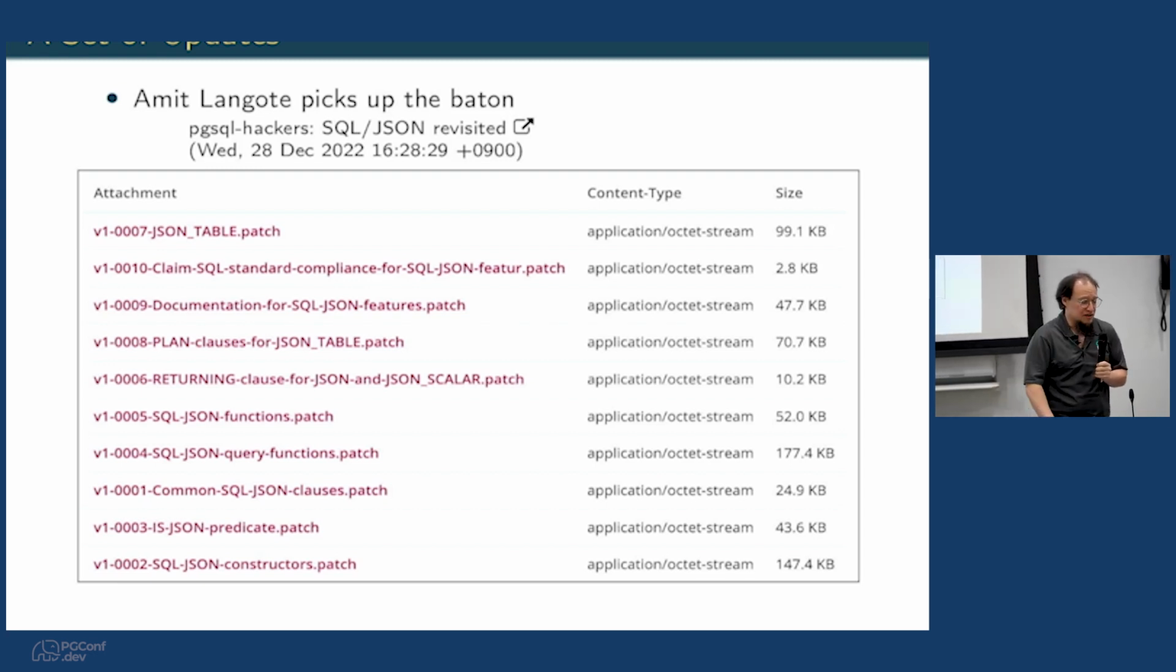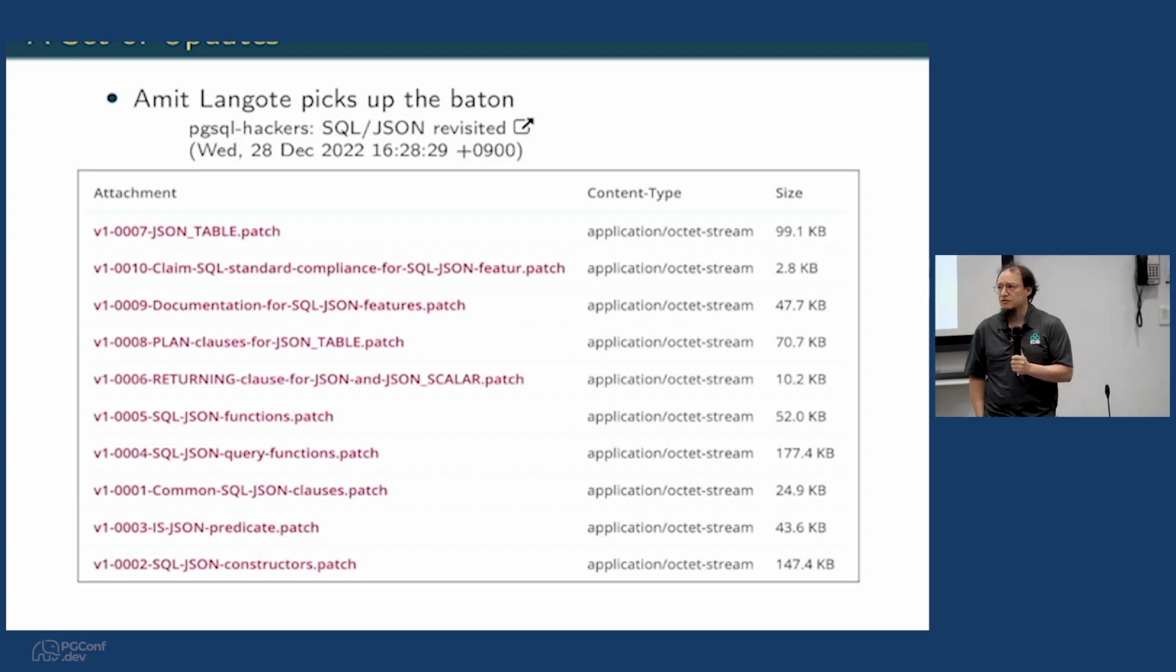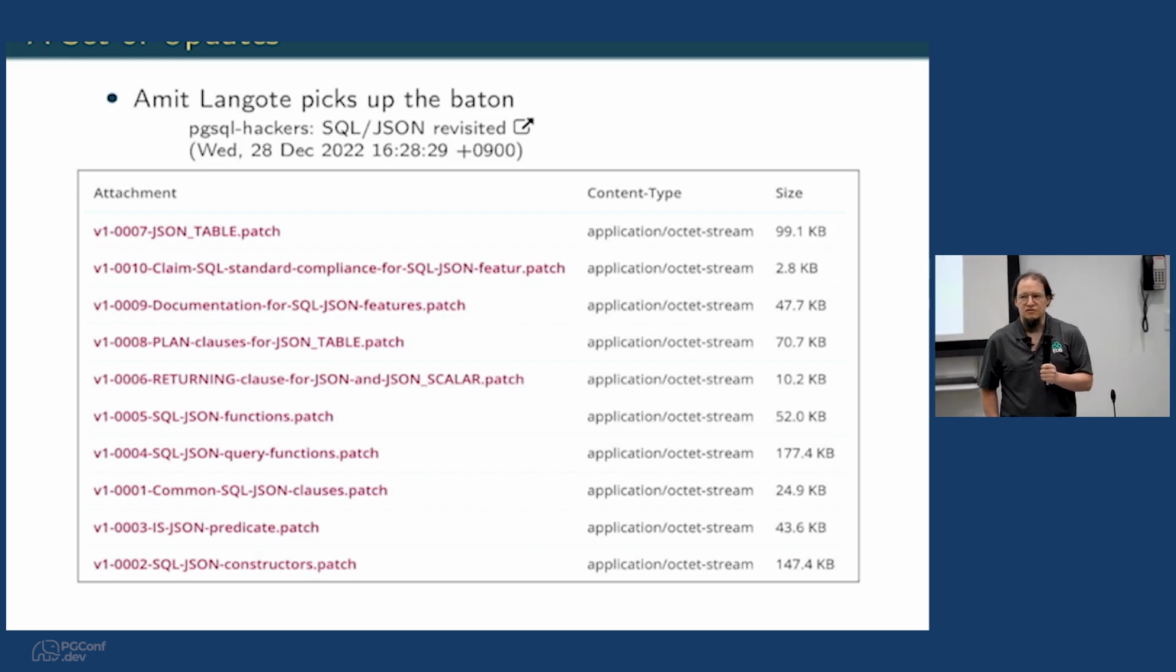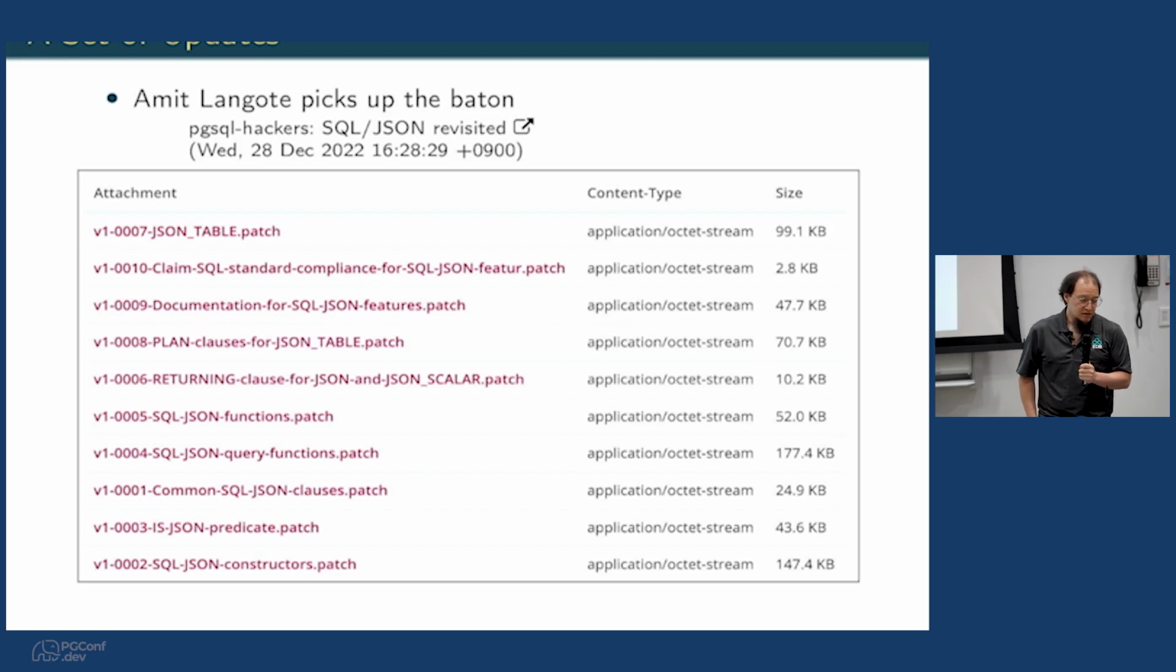So on December 28, 2022, which is to say just before the previous to last commit fest, Amit Langote posted a new version of the SQL JSON patch based on soft errors. This was very late in the cycle, so it seemed quite difficult to get it all done in that cycle, which was 16.